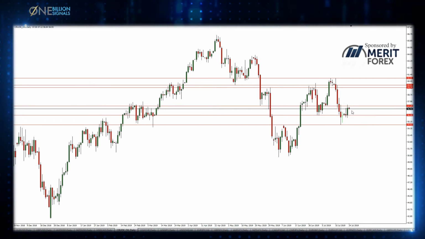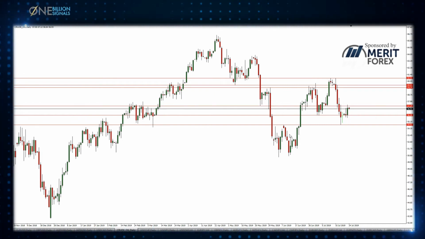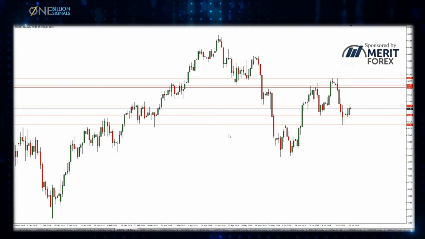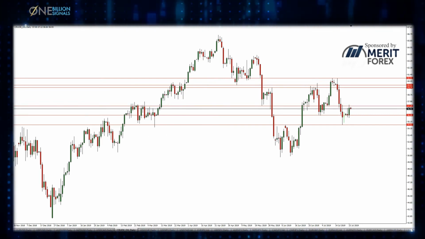So the price right now is ranging, as you can see here, between these two levels, and it's pretty interesting to see where the price is gonna go. And I think the crude oil inventories today is definitely gonna give a direction to the crude oil. And let's get back to USD CAD.